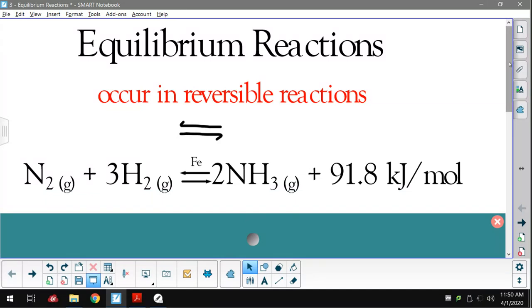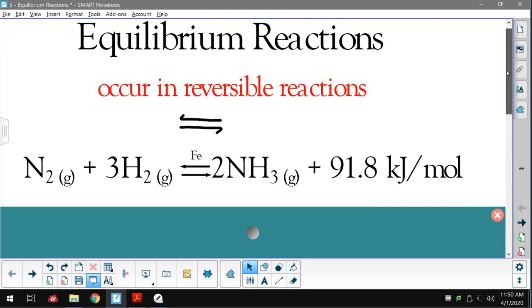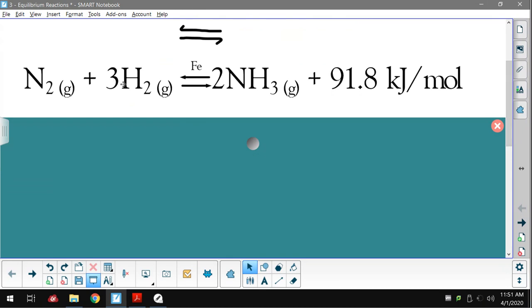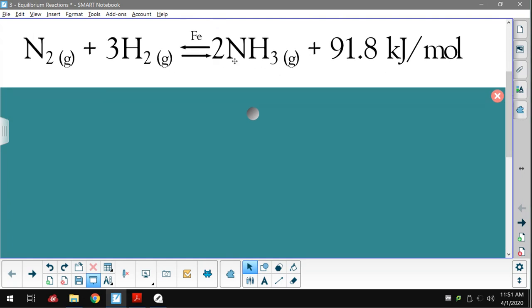The Haber process is a very famous reversible reaction because we are able to change nitrogen and hydrogen into ammonia. All right. And as it turns out, this is an exothermic reaction. We know it's exothermic because of this 91.8 kilojoules per mole, that's energy, and it's being produced. It's on the product side. The Haber process is a process where nitrogen gas reacts with hydrogen gas in the presence of an iron catalyst at very high temperatures and very high pressures, and it produces ammonia.